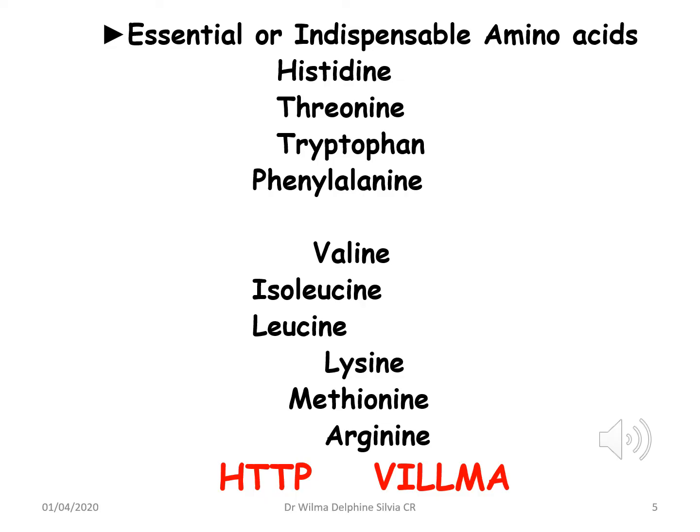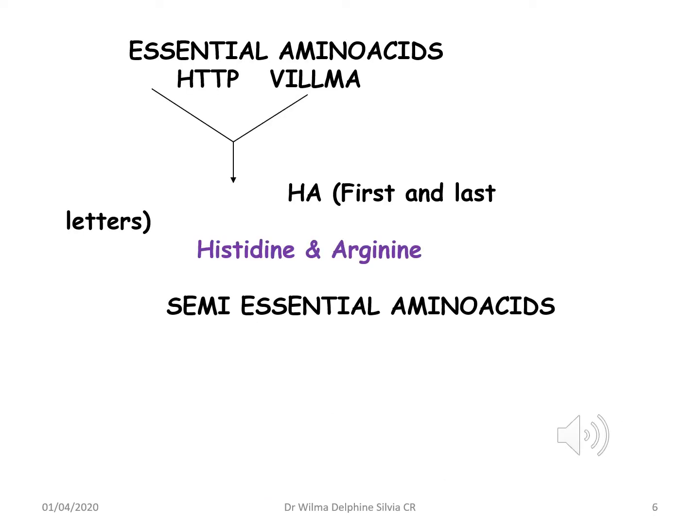So these are essential amino acids which have to be consumed in the diet, which cannot be synthesized in the body. Out of these 10 amino acids, the first letter H and the last letter A, these two constitute the semi-essential amino acids. They are histidine and arginine.